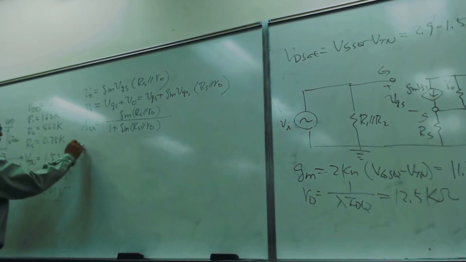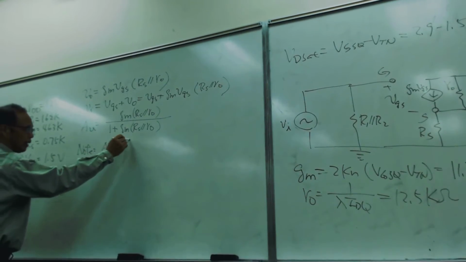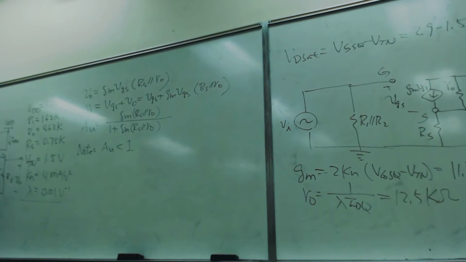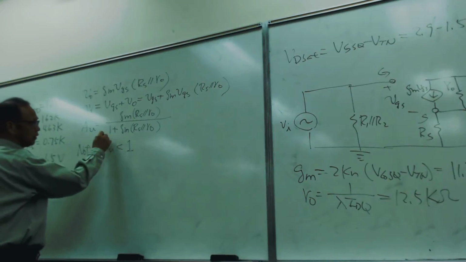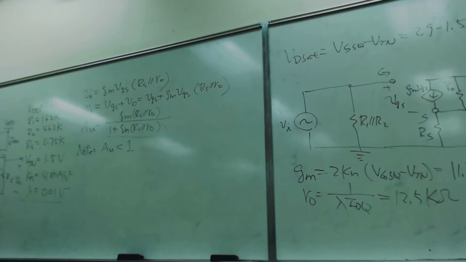You should note that for this type of amplifier, A sub V is always less than 1. For the common drain, the voltage gain is always less than 1. For the common source, the gain is always larger than 1. Is it correct? Less than 1? Yes, because you can see that the denominator is always larger than the numerator.